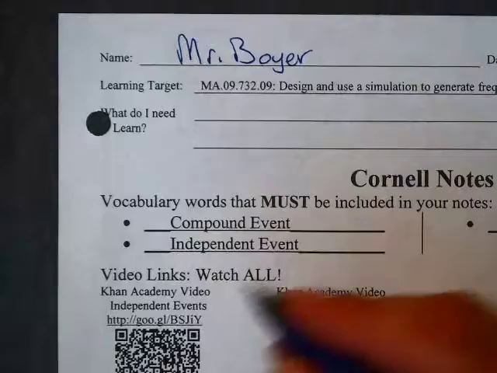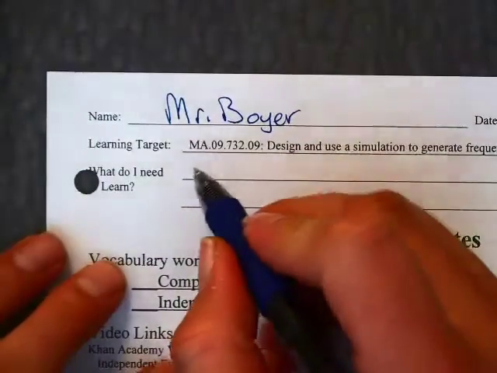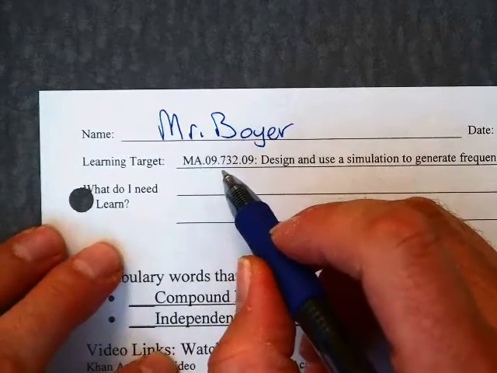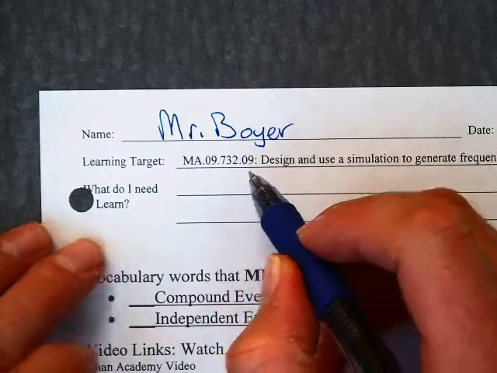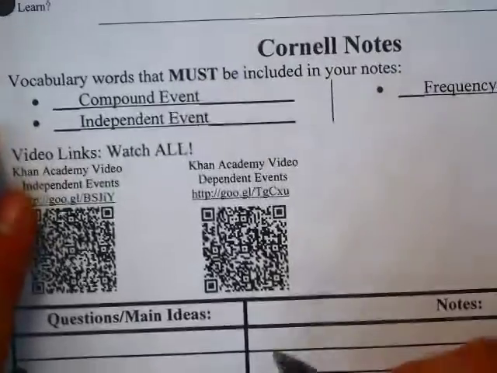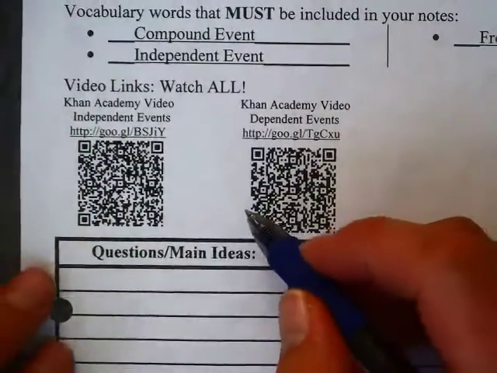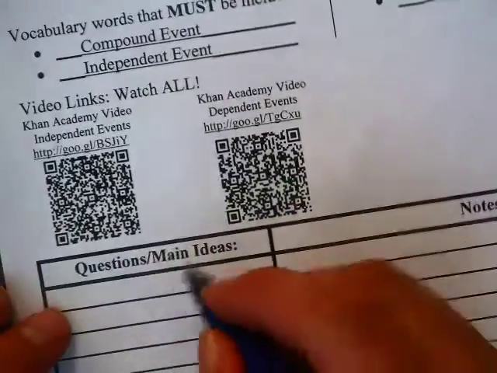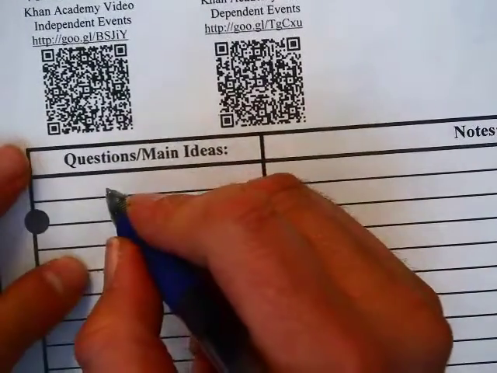All right, so today we are going to be talking about target 09-73209, and that talks about dependent and independent events. So let's start off with talking about what an independent event is.